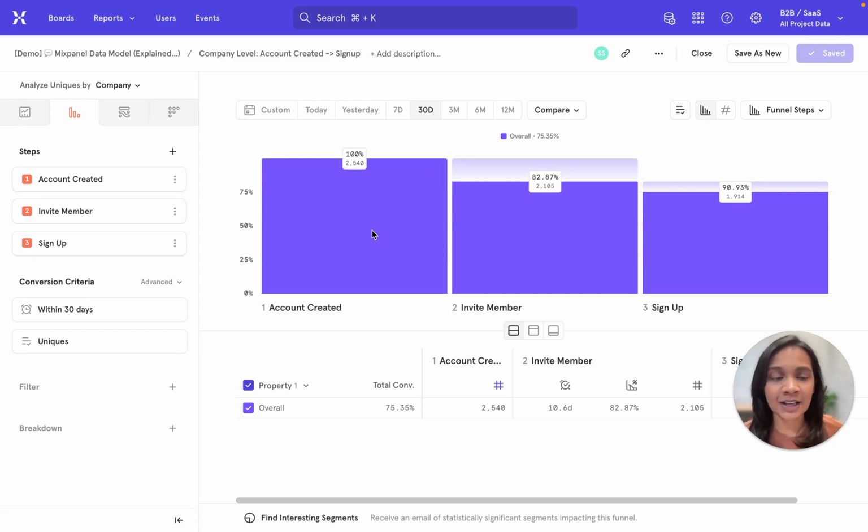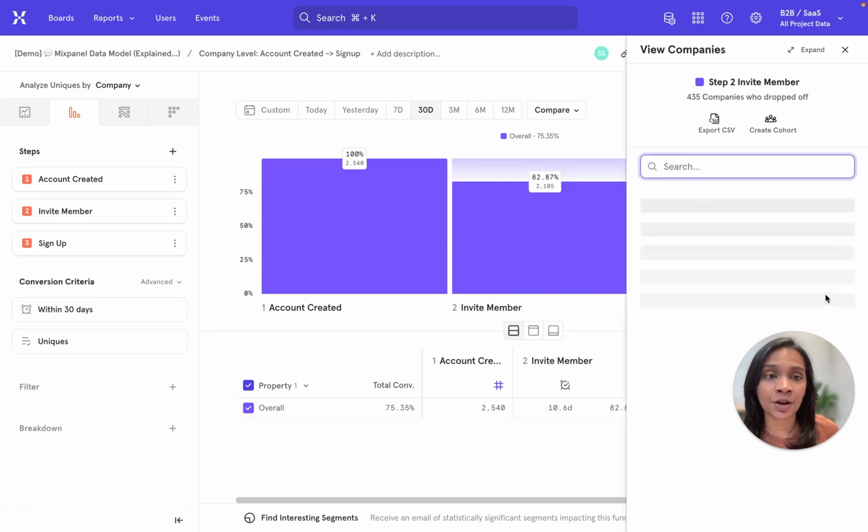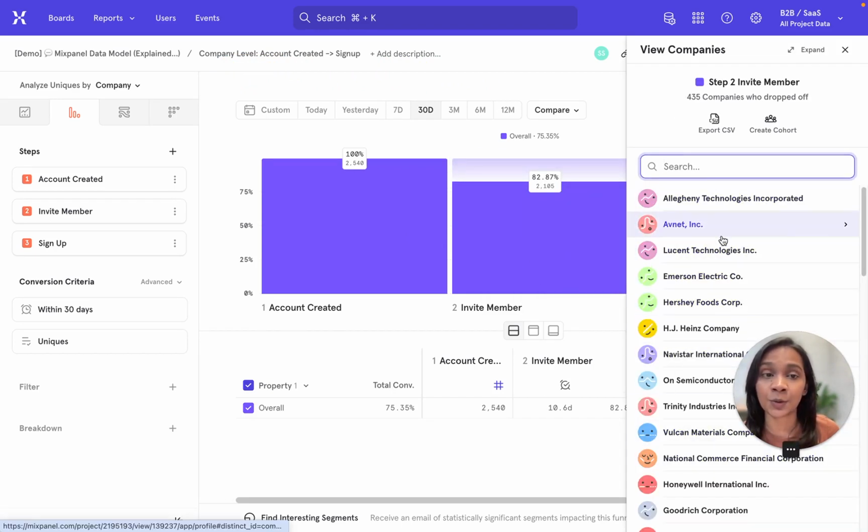Across all our customer companies, I'm interested in measuring the conversion from account created to finally sign up. This report shows us that 75% of companies overall complete the journey, and we can clearly identify companies that drop off at different steps in the funnel.